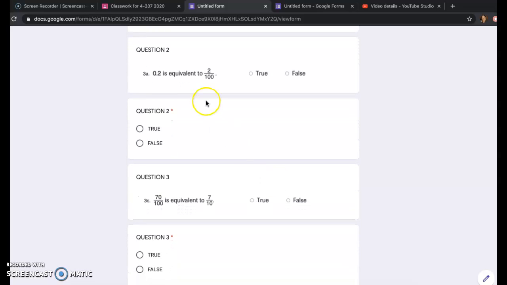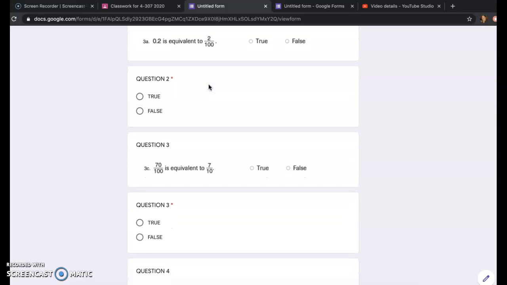Question 2. 0.2 is equivalent to 2 over 100. Remember, equivalent means equal. True or false? And click one of these down here. 0.2 is equivalent to 2 over 100.